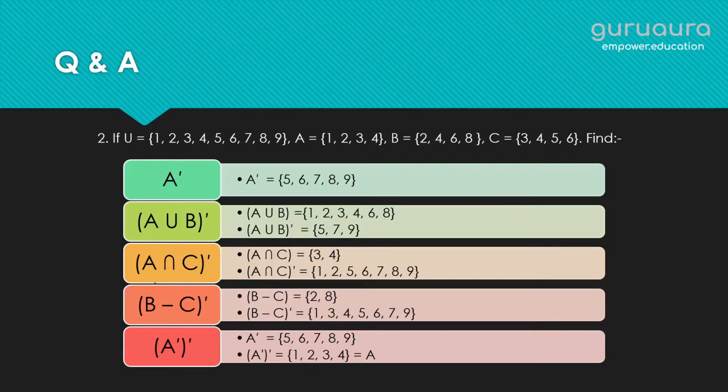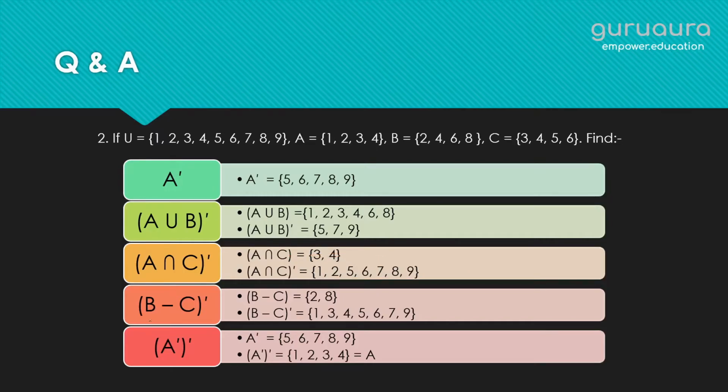Now let's check A intersection C whole complement. Again, firstly let's find A intersection C. A intersection C will contain the elements 3 and 4, as these are the elements which are common between the sets A and C. Then we'll perform A intersection C whole complement. That means the elements which are present in U but not in A intersection C. So 1, 2, 5, 6, 7, 8 and 9 are the elements which are present in the universal set but not in the set A intersection C.